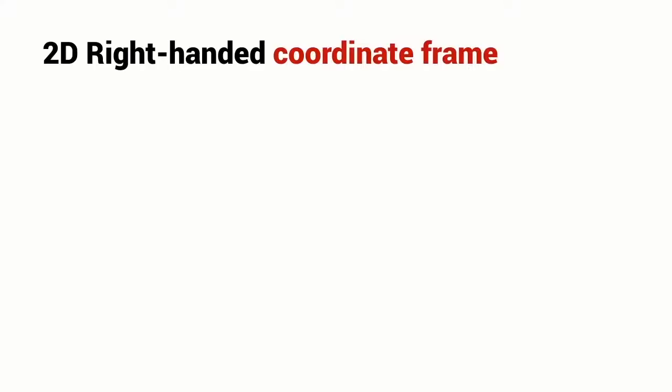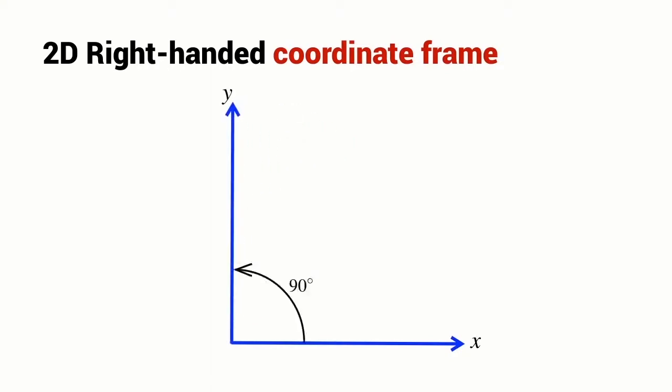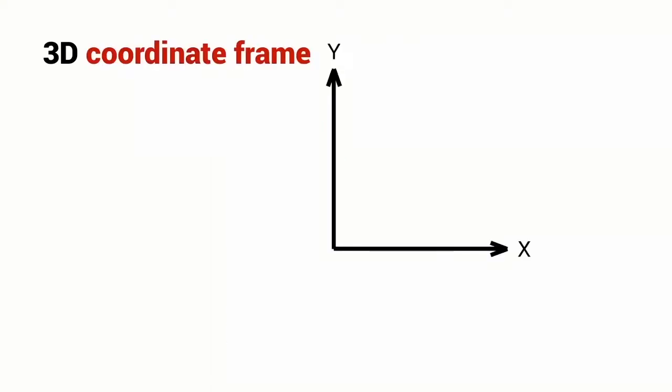In the previous lecture, when we were discussing two-dimensional worlds, we introduced the concept of a right-handed coordinate frame. And just to remind you, the right-handed coordinate frame is constructed like this. We draw the x-axis and then we swing the y-axis up by 90 degrees. A three-dimensional coordinate frame is actually very similar to the two-dimensional coordinate frame.